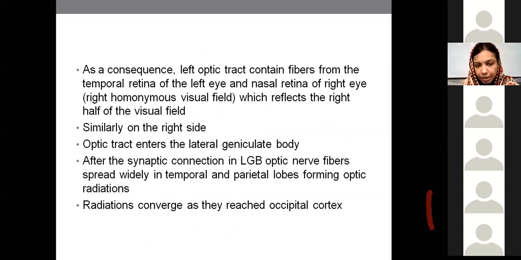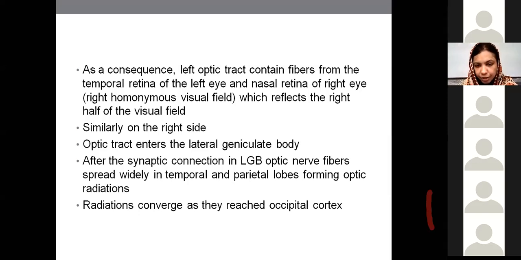As a consequence, what are the components of the left optic tract? The left optic tract contains fibers from the temporal retina of the left eye and the nasal retina of the right eye, which reflects the right half of the visual field, right? So the left optic tract is containing fibers from the temporal retina of the left eye and the nasal retina of the right eye. It's constituting the homonymous visual field. Similarly, on the right side, the optic tract enters the lateral geniculate body.